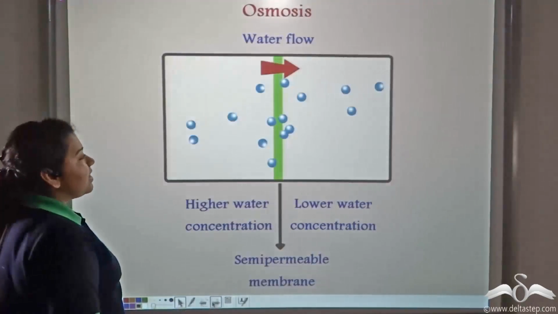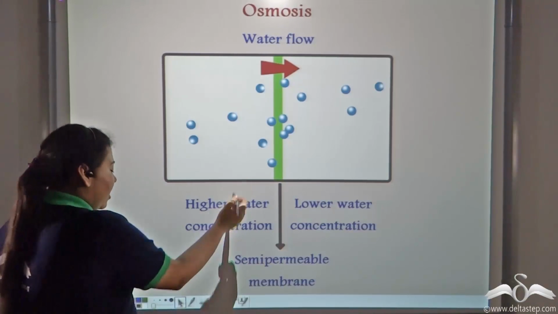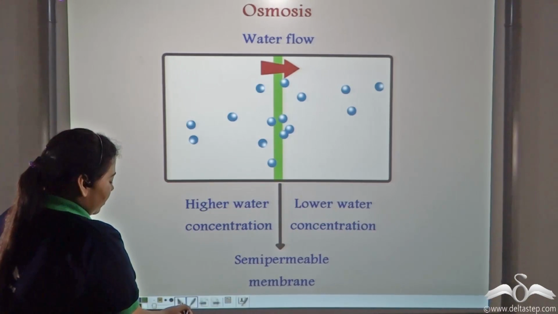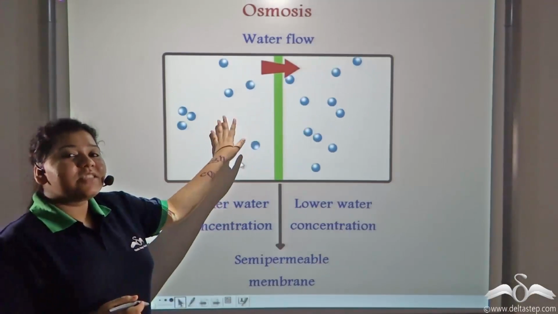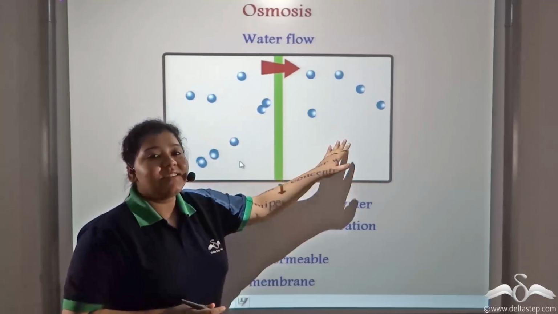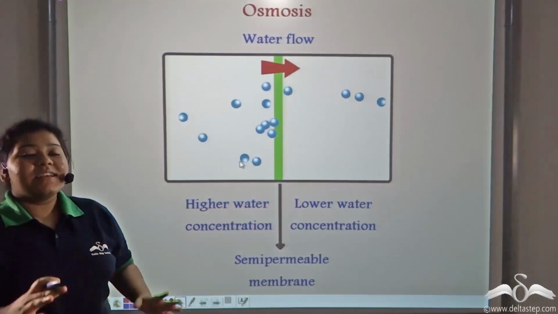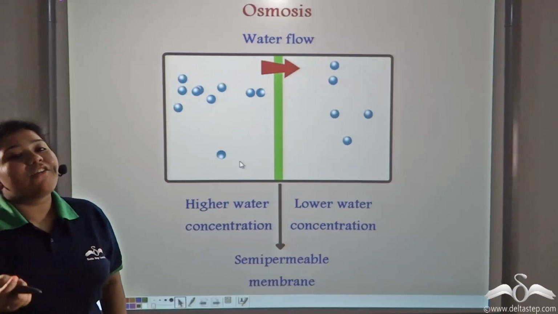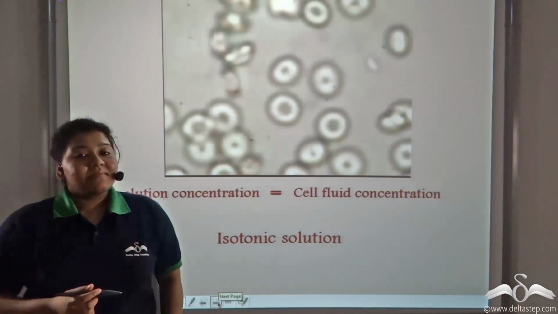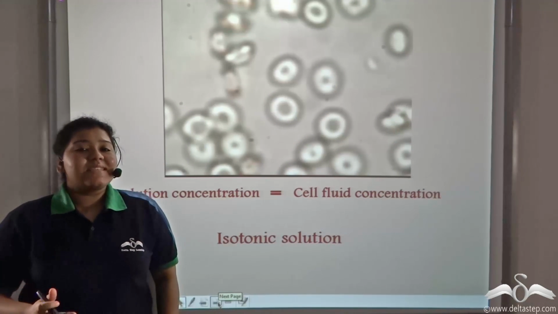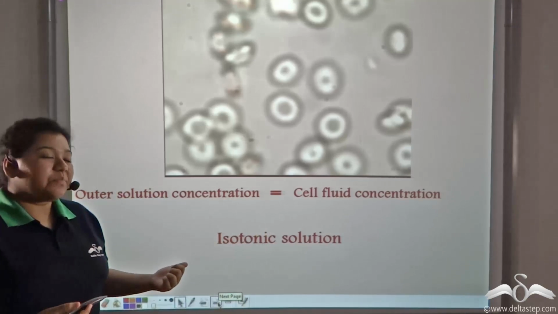Now let us see what osmosis is. Osmosis is the transport of water from a region of high water concentration to a region of low water concentration across a semi-permeable membrane, just like the membrane of the raisin. Now, osmosis has three types. Let us see the first type.